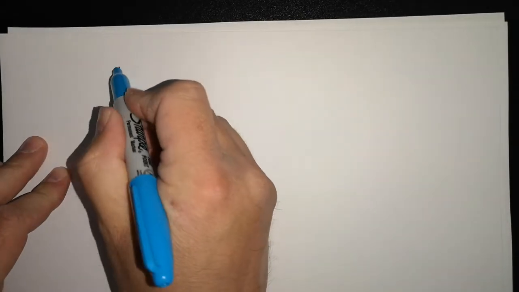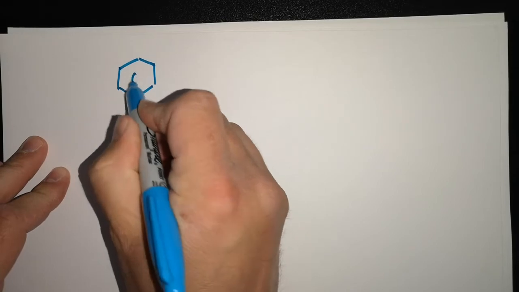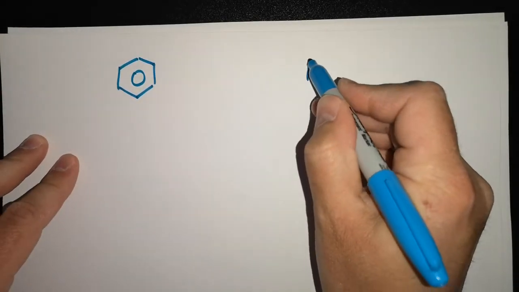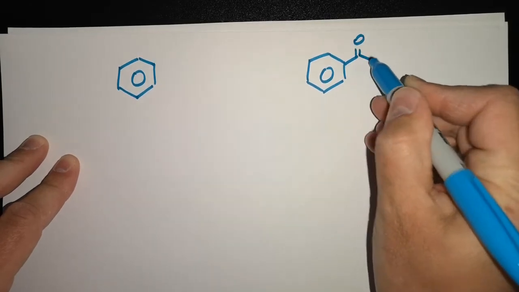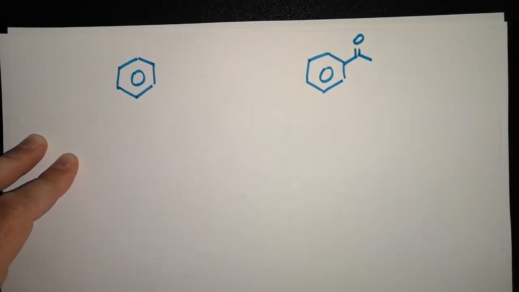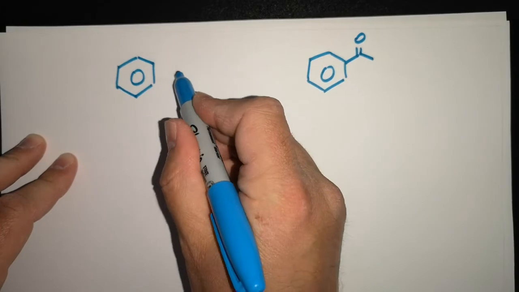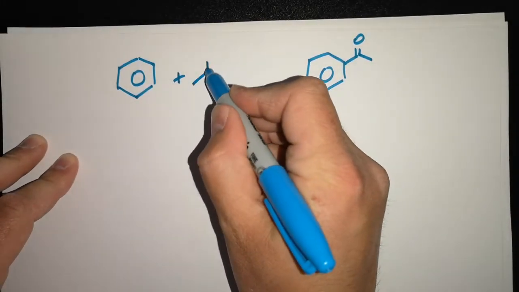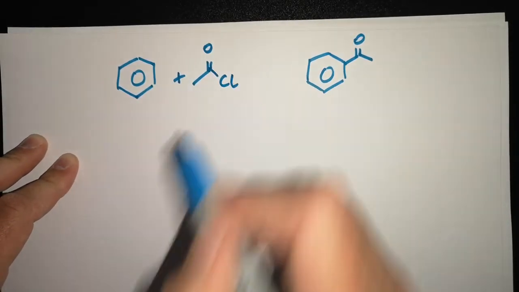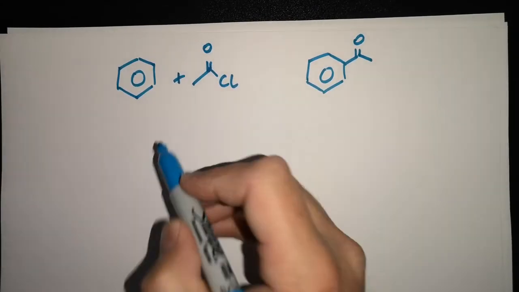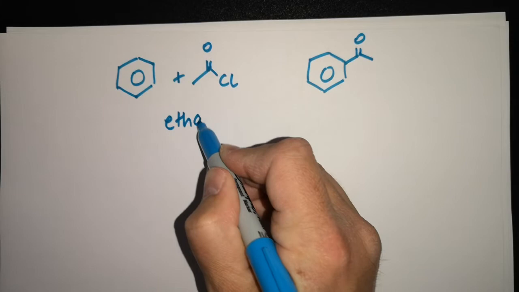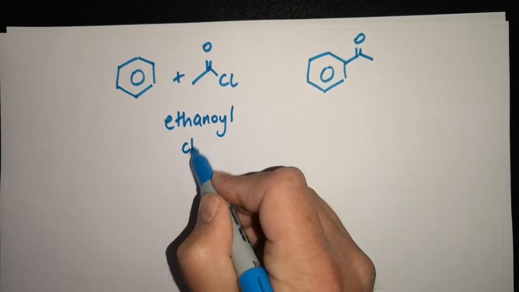So an acylation might be, again, to take my benzene and to create something like phenylethanone, like this. Now actually, what this will react with is something that you may not have seen yet. So this would be the structure of the compound that it reacts with. That's called ethanoyl chloride.